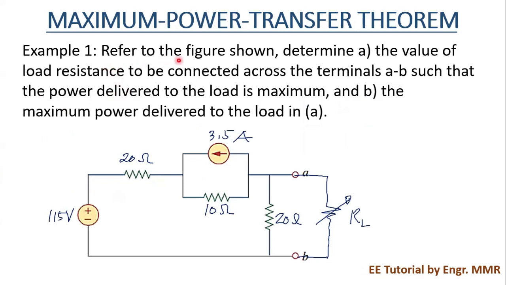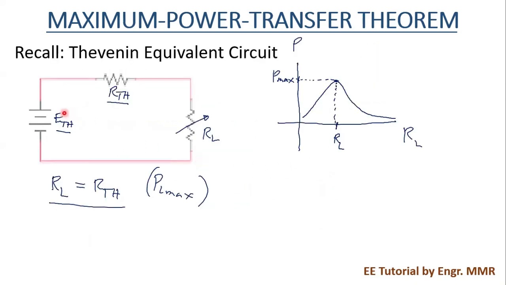Example number 1, refer to the figure shown. Determine the value of the load resistance to be connected across the terminals A, B. So we have here a variable load resistance. We need to determine how much is the value of RL such that there will be a maximum power delivered to the load. That's the unknown in letter A. And letter B, we need to determine the maximum power delivered to the load that we determine in letter A. Recall that we need to use the Thevenin equivalent circuit in order to find the RL, and that RL is just equal to the RTH.